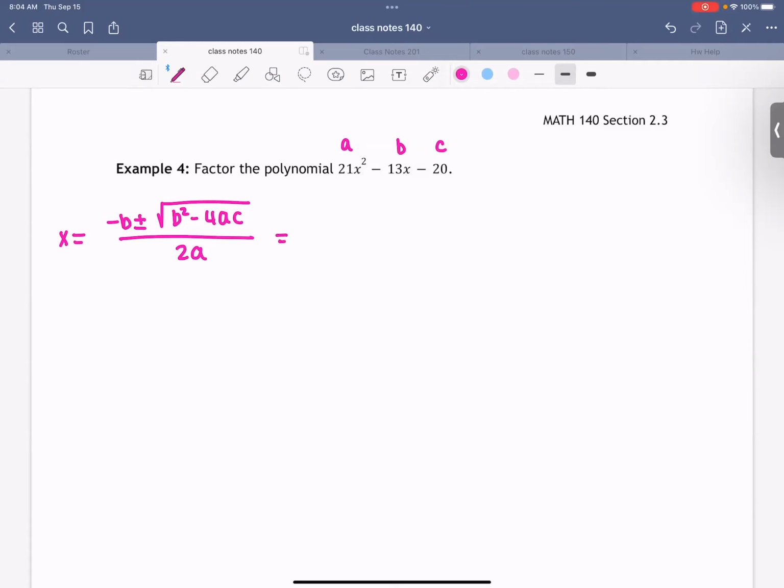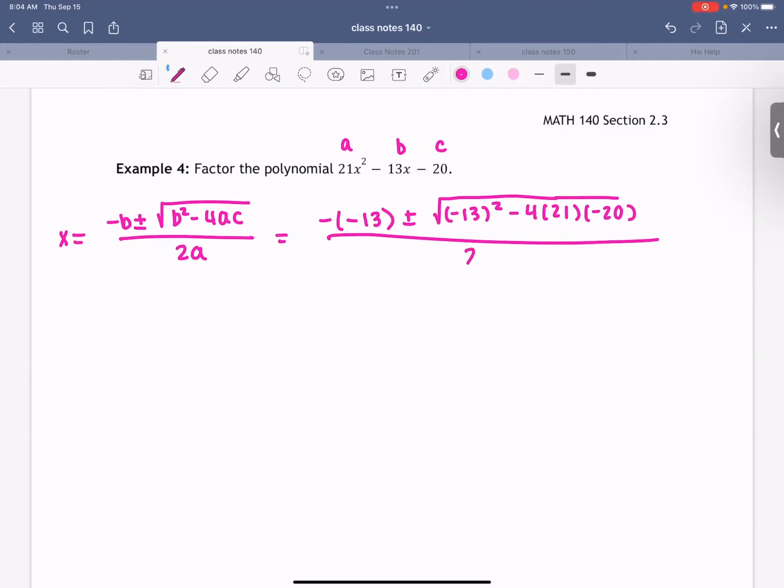So we got B, -13. So we got a -13. We've got a B squared, -13 squared, -4 times 21 times -20, all over 2 times 21. All right, now here's where my arithmetic skills are put to the test. I did this before class, but sometimes I'm not very good.